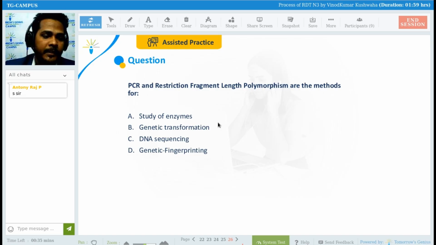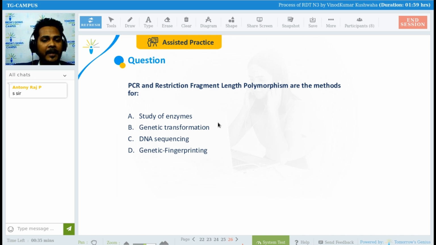Okay, so Sarjana responded genetic fingerprinting. Okay, I want a response from all of you. Okay, so Anthony said D, Sasidharan D, not sure sir. Okay, why not sure?